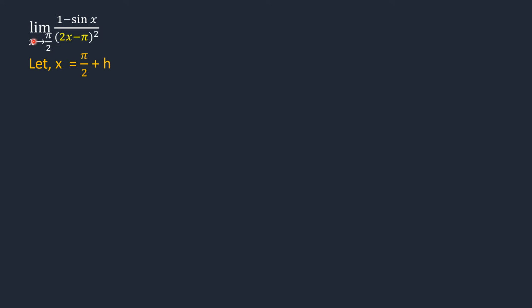Now, as x approaches pi by 2, h will approach 0. How? Because if we put x equals pi by 2 here, then pi by 2 will get cancelled and h will become 0. Therefore, we can say that as x approaches pi by 2, h approaches 0. Next, with the help of this substitution, we will find the value of 2x minus pi.